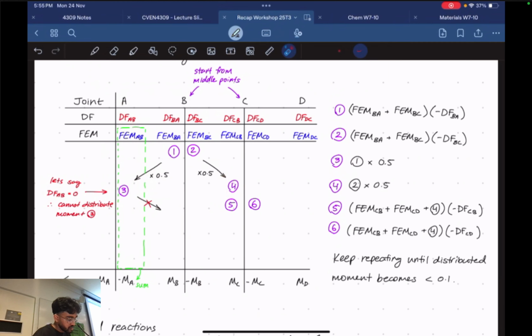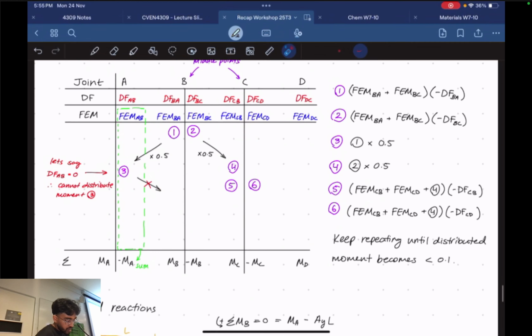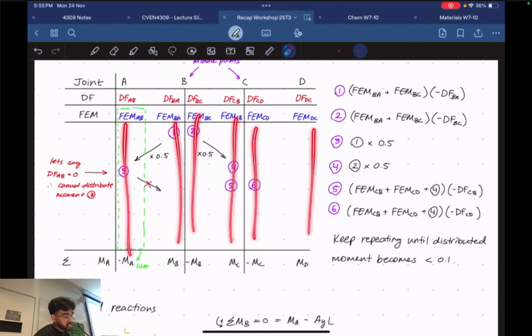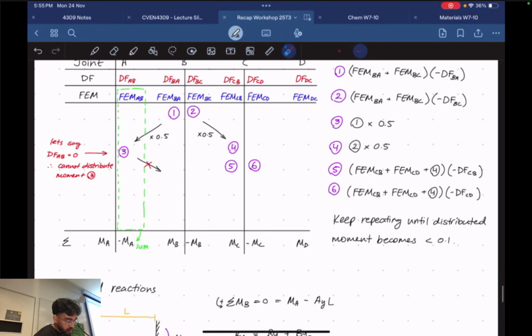Over here you're going to keep distributing, so 5, you're going to take these fixed end moments and add 4 as well, and do the same here. So add your moments, add 4, but the only thing that changes is your distribution factor, so you're going to have to be careful about that. At the bottom here, you're going to have to sum up all the moments on each side of the column. Over here, you're going to get a minus MA, which represents your moment at A, but in the negative direction. So to actually find your moment at A, you just multiply by -1. That's for sure it is.